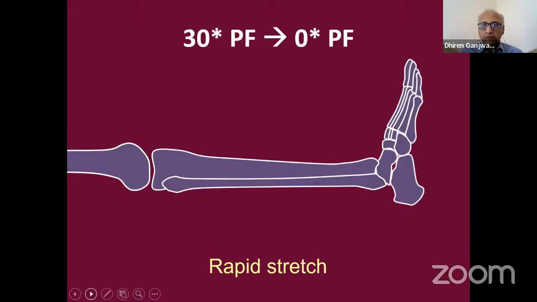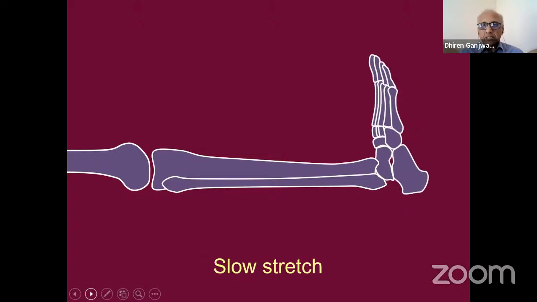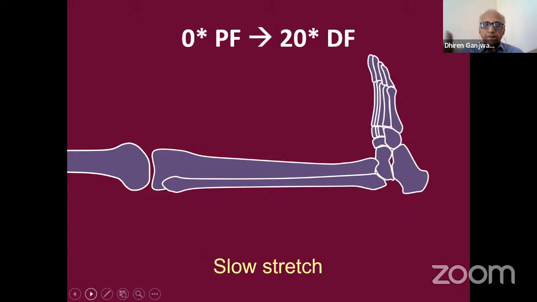So this is where we applied a rapid stretch. There is a range of motion from 30-degree plantar flexion to 0-degree of plantar flexion. Now, if you apply a slow stretch, there is a full dorsiflexion available. So from 0-degree or a neutral position, a further 20-degree dorsiflexion is possible.